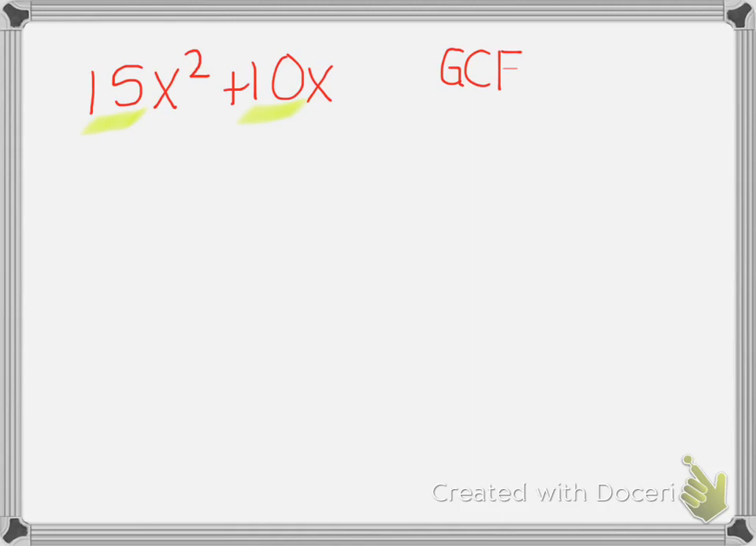So I'm going to put a 5 up here. Now looking at the variables, I have x squared and I have x. So they share only one x. So their common is 1x. So I'm going to put 5x on the outside.